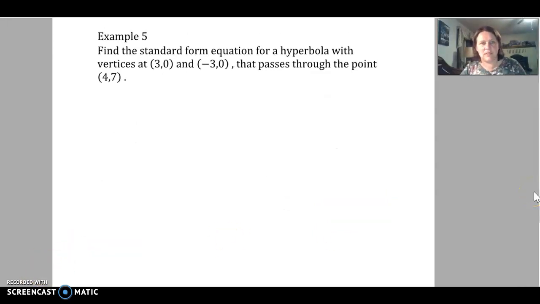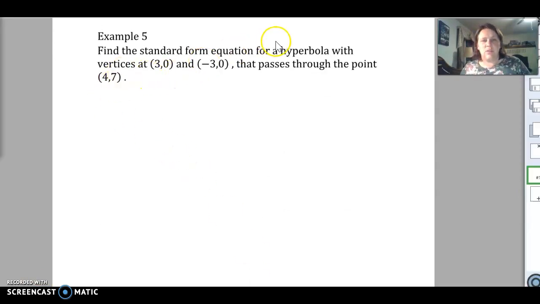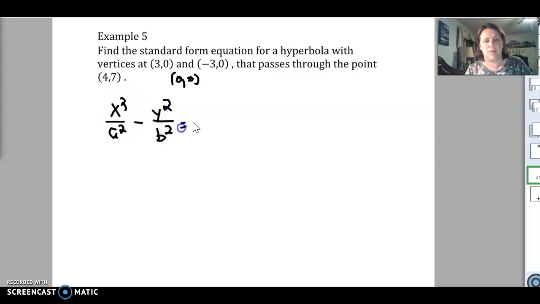Okay, example number 5 is a little bit different here, so let's make sure we look at it. It says find the standard form of the equation for a hyperbola with vertices at 3, 0 and negative 3, 0. Again, right in between that, center is going to be at 0, 0. And in this case, it's our x values that are changing. So if our x values are the ones that are changing, then that means we're going to start with x squared over a squared this time, minus y squared over b squared. So this is the format that we're going to have for our hyperbola first. So it also means that it's going to be a horizontal hyperbola. It's going to be opening left and right.